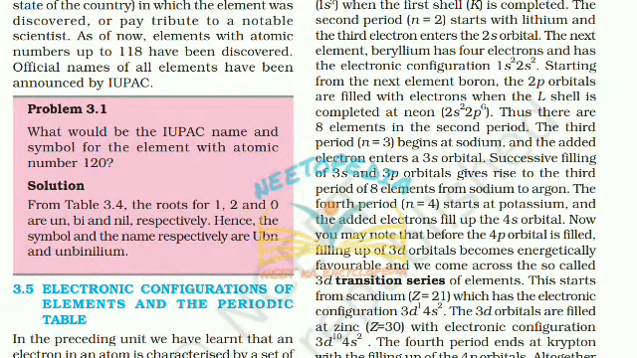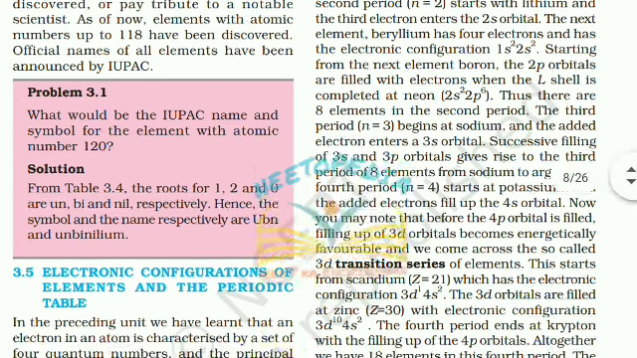Problem 3.1. What would be the IUPAC name and symbol for the element with atomic number 120? Solution. The roots for 1, 2 and 0 are un, bi and nil respectively. The symbol and name are Ubn and unbinilium respectively.